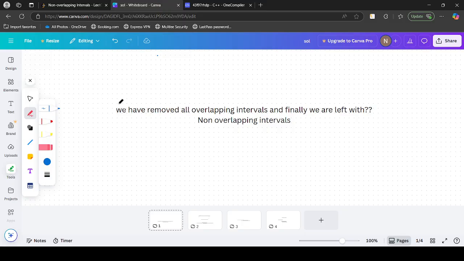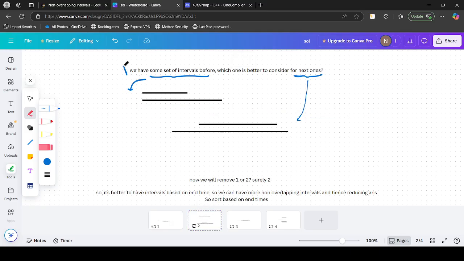So let's say we have removed all overlapping intervals and finally we are left with non-overlapping intervals. Let's say we have some set of intervals before. Which one is better to consider for the next ones? Let's assume that this is the first interval we have, this is the second interval, this is the third one and this is the fourth one. For the third one, which is better to keep? These two are overlapping and we have to remove at least one of them to get non-overlapping intervals. So which one is better to keep?